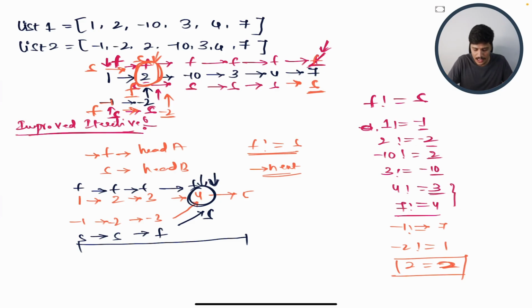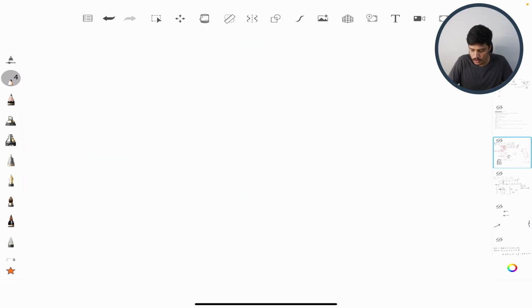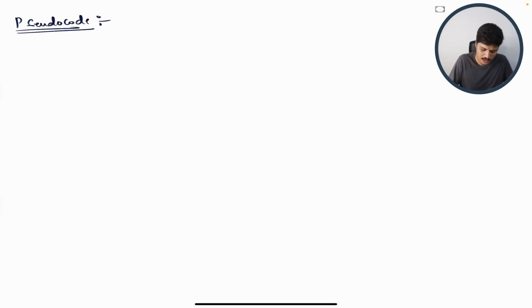Let me quickly go ahead and write the pseudocode of this. So here what we will do, we will write one function called intersection of two linked list.